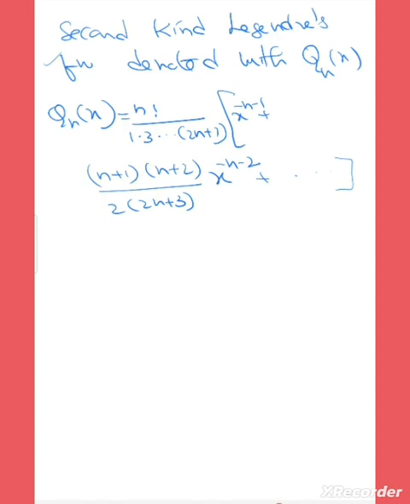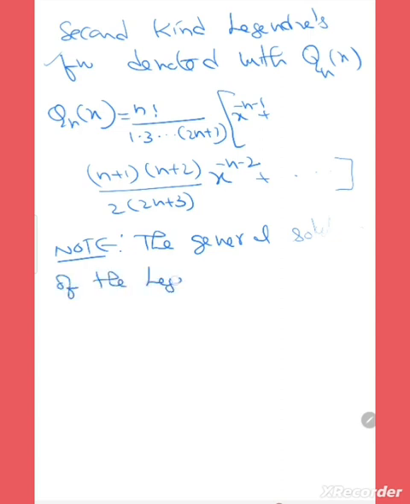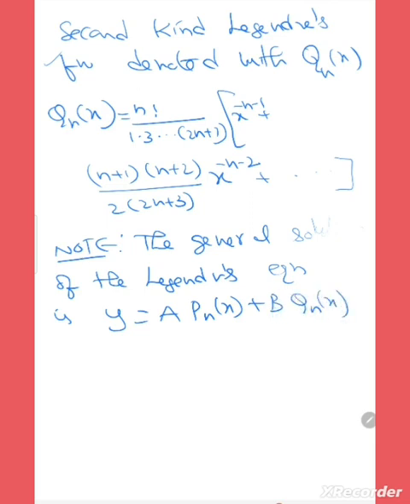Note that the general solution of the Legendre equation, or Legendre differential equation, is y equals a times Pn of x plus b times Qn of x, where Pn of x is the summation notation, and A and B are arbitrary constants.